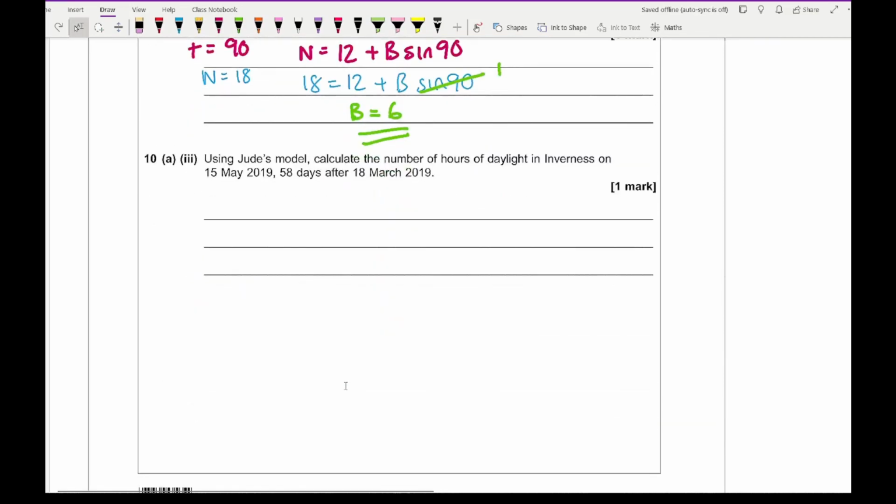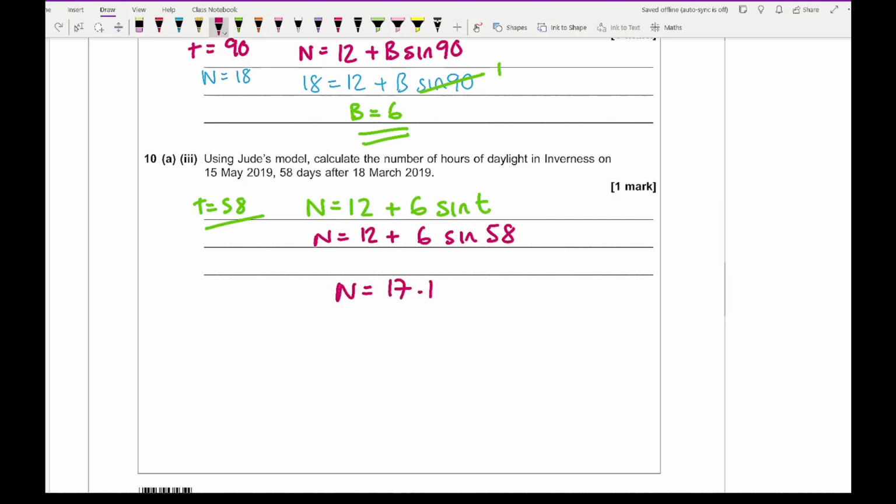Then moving on to part ii, it says using Jude's model, calculate the number of hours of daylight in Inverness on 15th of May 2019, 58 days after 18th of March. So this is when t equals 58. Now the formula for n is 12 plus 6 sine t. So substituting 58 into this, we get n equals 12 plus 6 sine 58. And if I type that all into my calculator, I get an answer of 17.1, and that's to 1 decimal place.